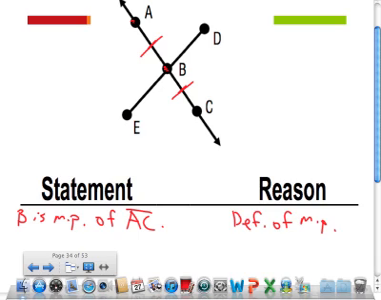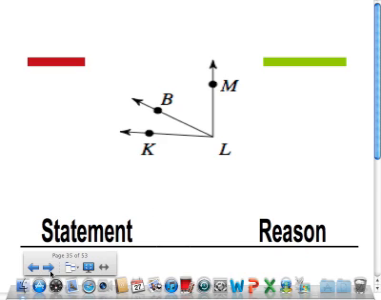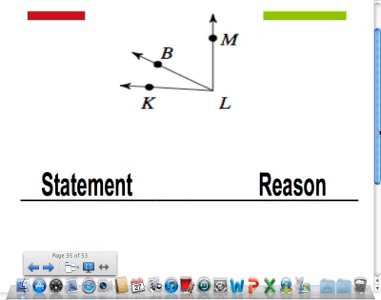Okay, so again, this is the idea of proving something. You make a statement, and then you justify that using a definition or theorem that you already know to be true. Okay, so we're using facts. This is deductive reasoning. We're using theorems that have been proven.